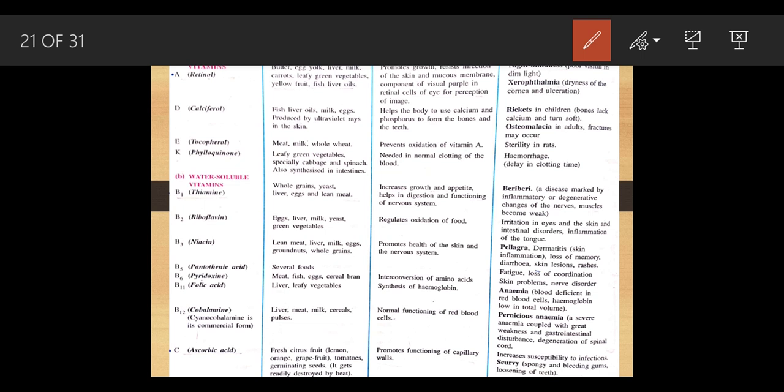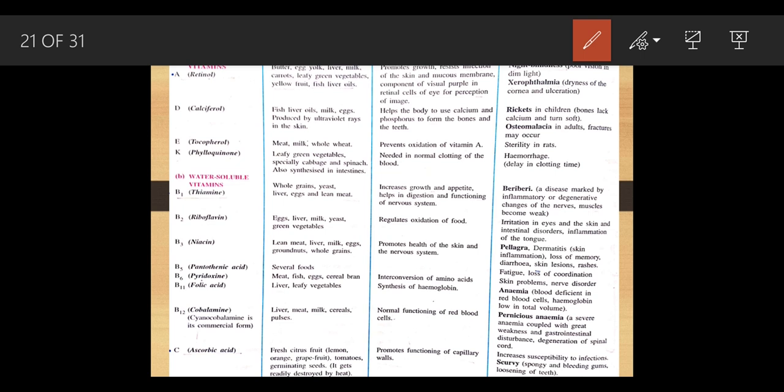Where do we get this calciferol from? From fish liver oils, milk, meat, etc. If there is a deficiency, what happens? Two types of problems can occur if there is a deficiency of vitamin D in your body, that is rickets and osteomalacia.